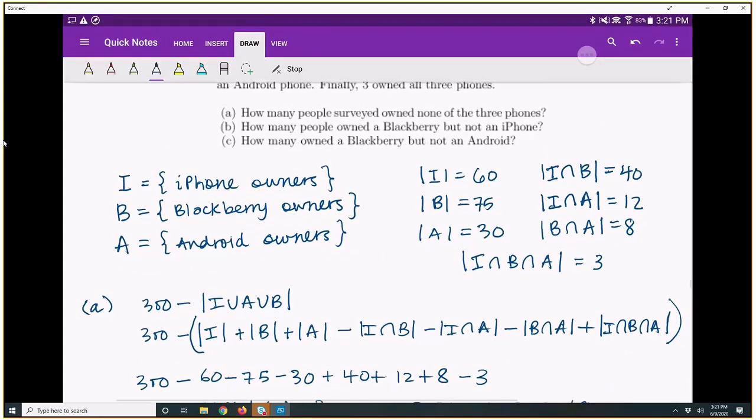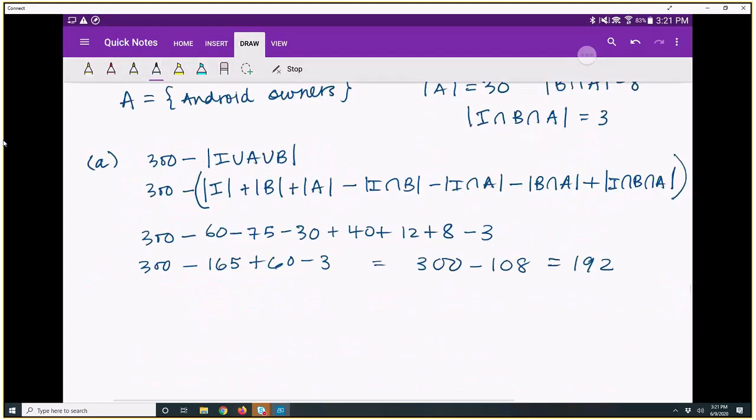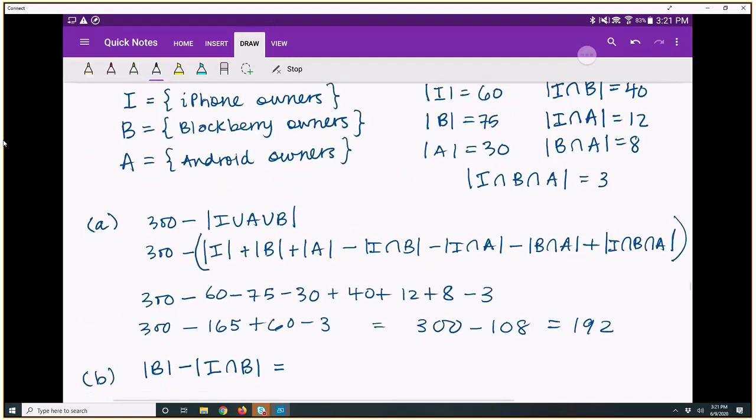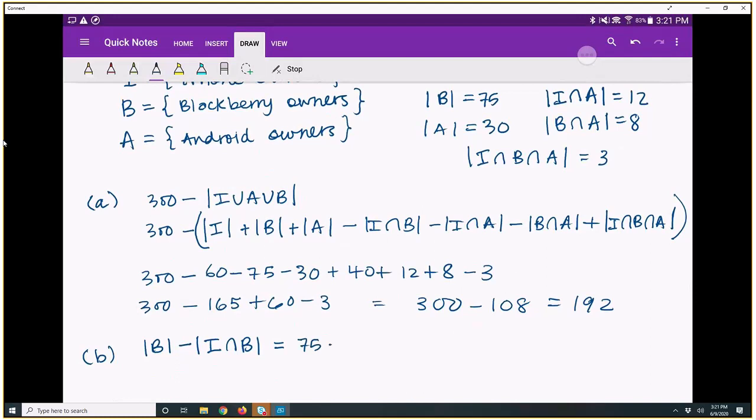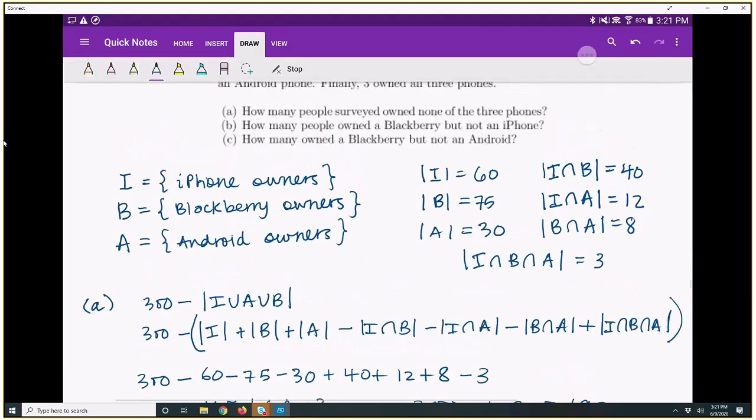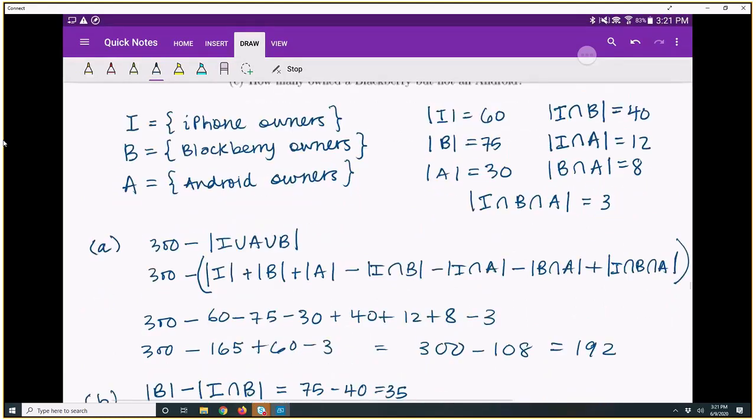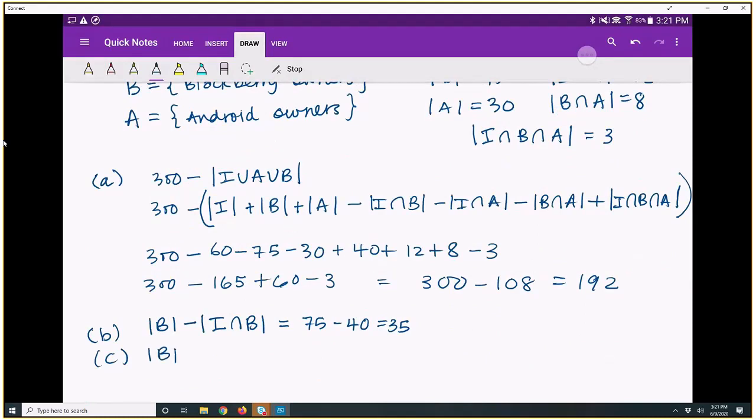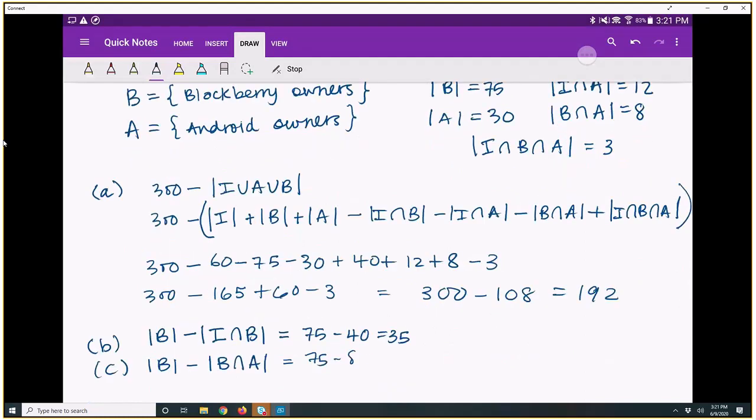Then it asks how many people owned a BlackBerry but not an iPhone. So that should be the number of people who owned a BlackBerry minus the number of people who owned BlackBerry and iPhone. So that's 75 minus 40, or 35. And finally, how many owned a BlackBerry but not an Android? That should be the number of people who owned a BlackBerry minus the number of people who owned a BlackBerry and an Android, or the intersection of B and A. So that's 75 minus 8, 67.